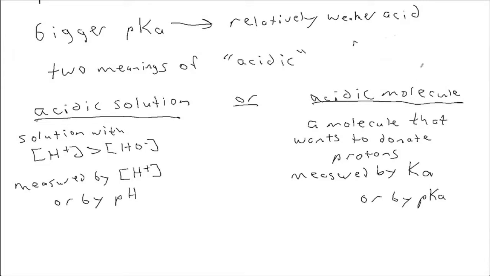So let's see if that's making sense. What's the difference between pH and pKa? Does the pH measure the same thing as the pKa? pH measures the concentration of protons, and pKa measures the Ka of the molecule. So it measures the acidity of the molecule. And then what does pH measure? The acidity of the solution. So the pH is related to the proton concentration, which tells you how acidic the solution is. pKa is related to Ka, which tells you how acidic the molecule is. So those are two different things.